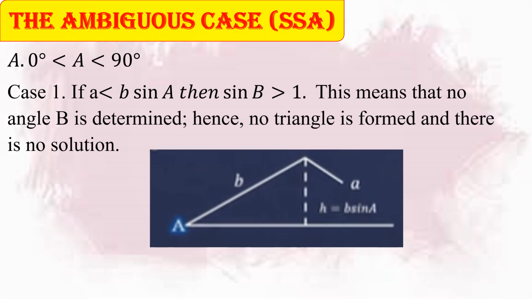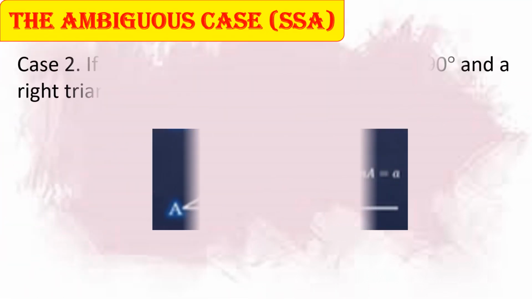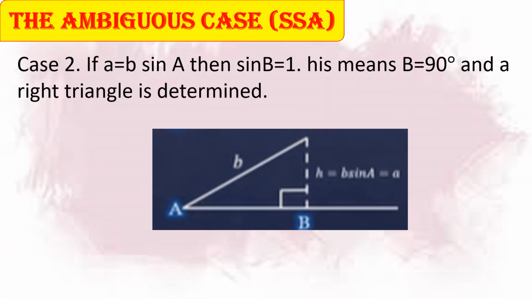Case number 2: if A is equal to B sine A, then sine B is equal to 1. This means that B is equal to 90 degrees and the right triangle is determined.